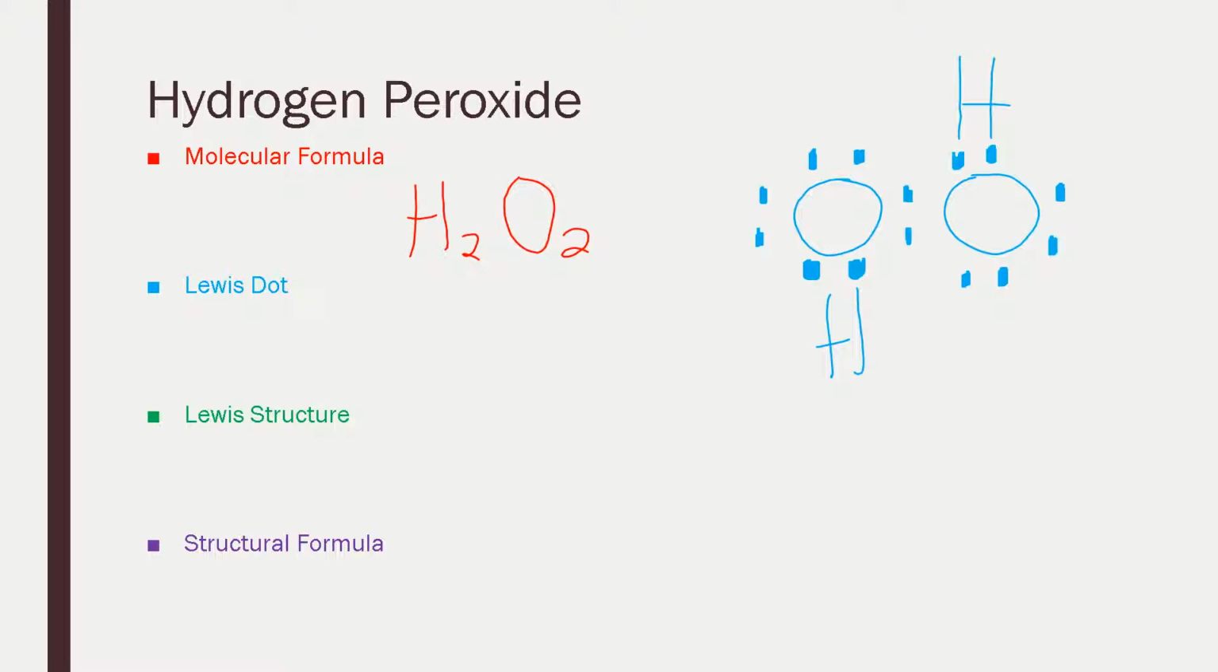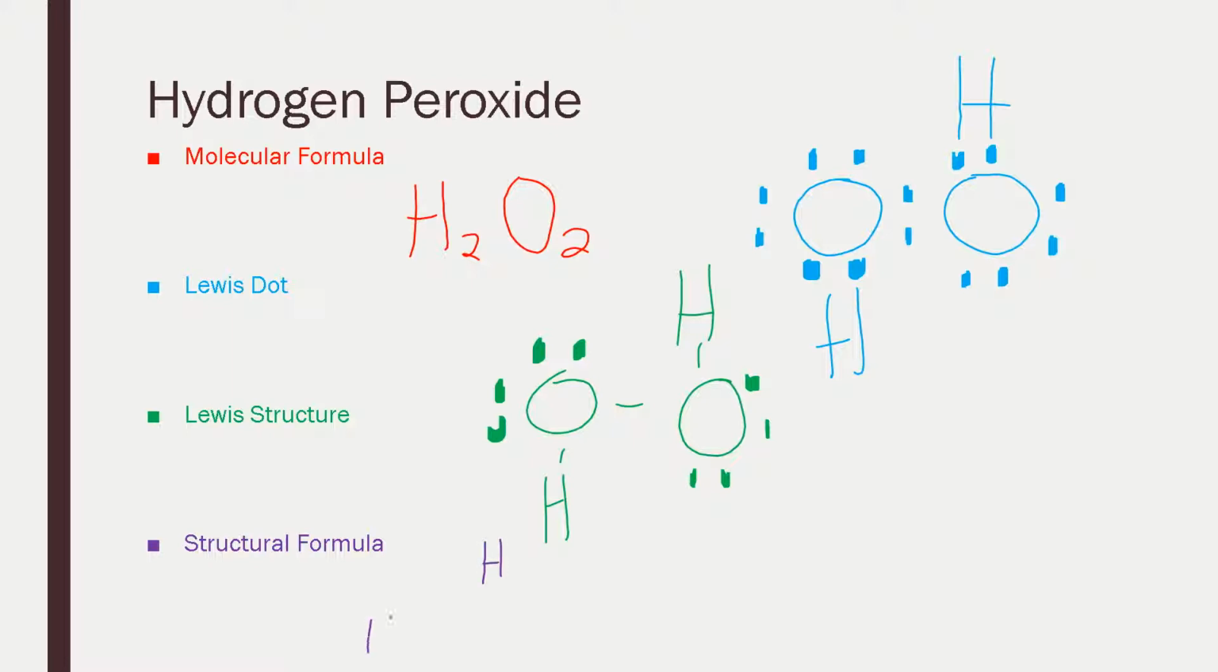Now for the Lewis structure of this, we're going to show again 2 O's, 2 H's, and their bonds will be represented by dashes, and we will of course give them an octet. The structural formula, or the skeleton formula of this, is going to be as shown here.